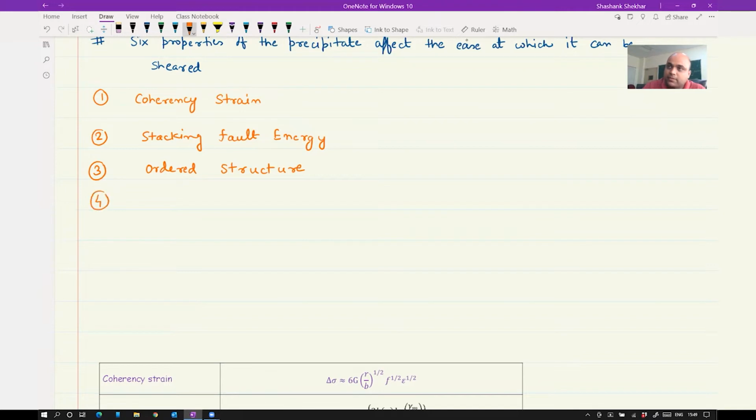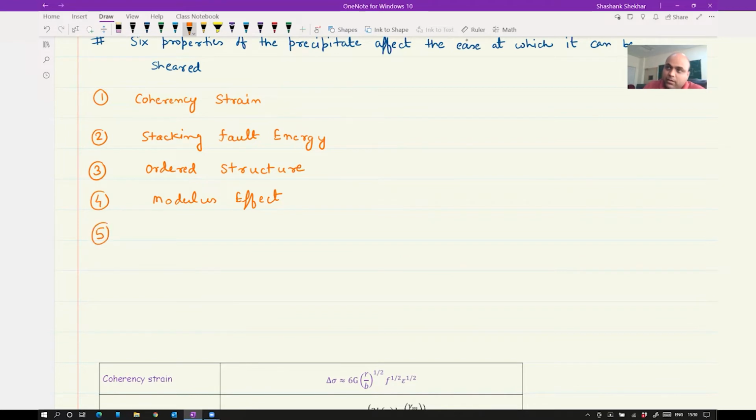Now the fourth one is modulus effect. Now if the precipitate and the matrix both have different modulus, right? And remember the dislocation energy is also associated with the modulus, right? So if a dislocation moves from the matrix to the precipitate and it shears it, it is going to change the energy of the dislocation, isn't it? So that will also require some amount of energy. It might decrease or increase, okay? But there will be a change in the energy of the dislocation, isn't it? So that is the fourth effect.